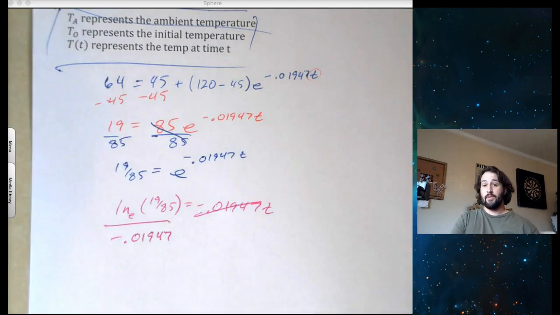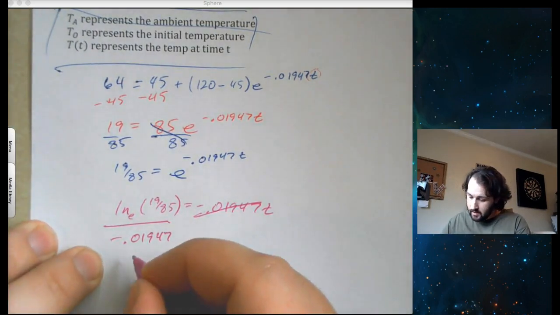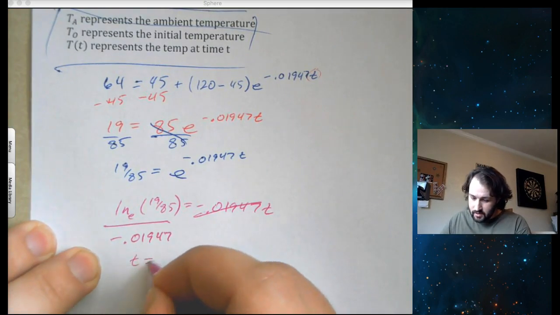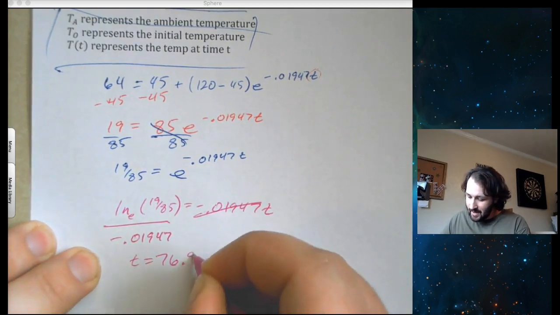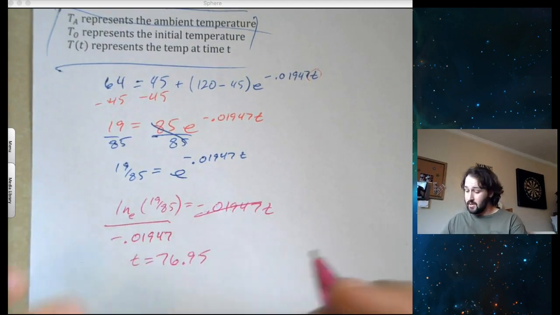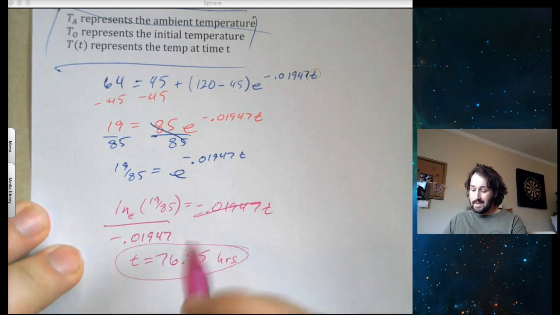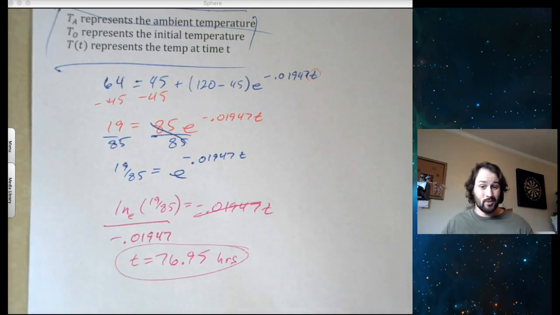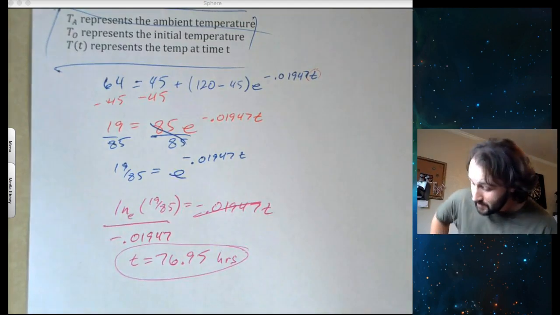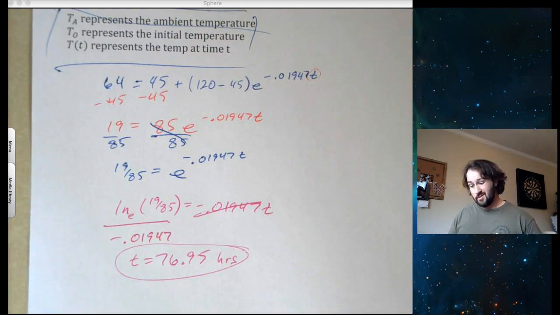So that burrito was in there quite a long time. So t equals 76.95, and t is actually being measured in hours in this case. So that burrito's been in there quite a while. Didn't realize it would take that long for it to cool off that much. Unless that's minutes. It could be minutes. I don't know. All right.